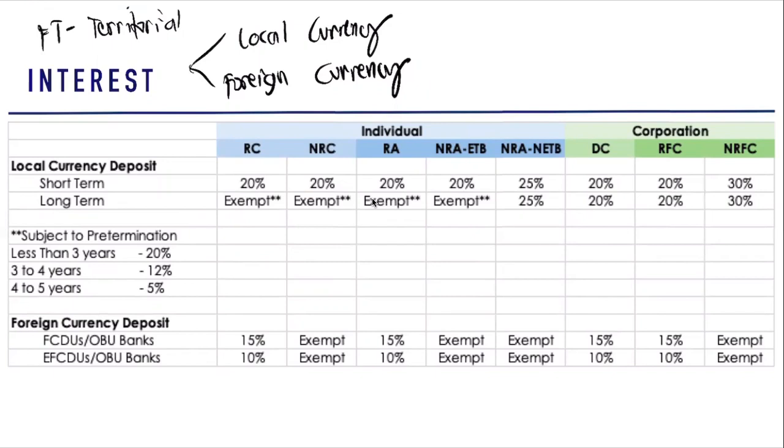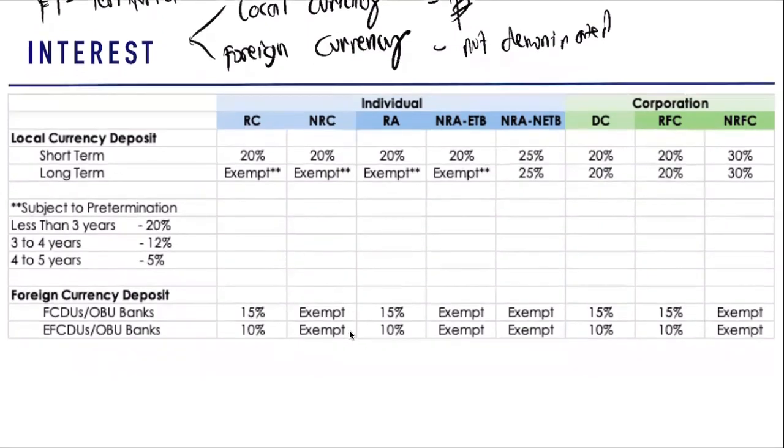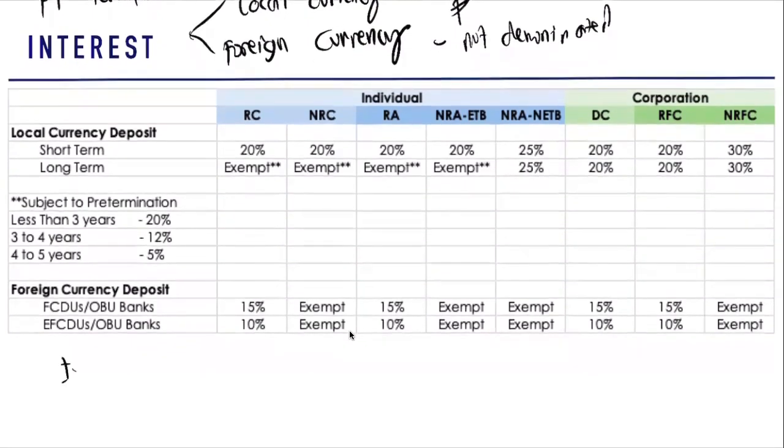Okay, so we go back to our topic. So here in your interest, you need to look whether the interest is in local currency or foreign currency. Okay, so what is a local currency? A local currency, of course, is denominated in peso, and a foreign currency is, of course, not denominated in peso. So you look whether the interest came from local currency or foreign currency. So, what interest income are subject to final taxes? Normally, interest income on your bank deposits.